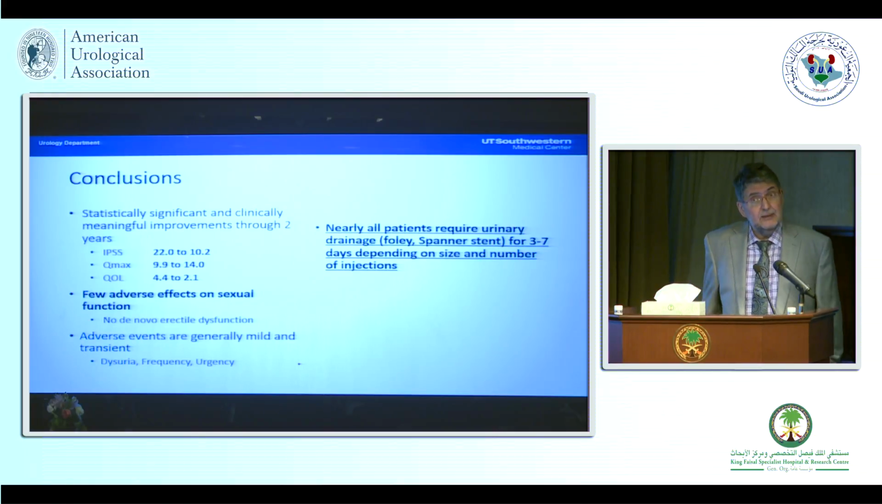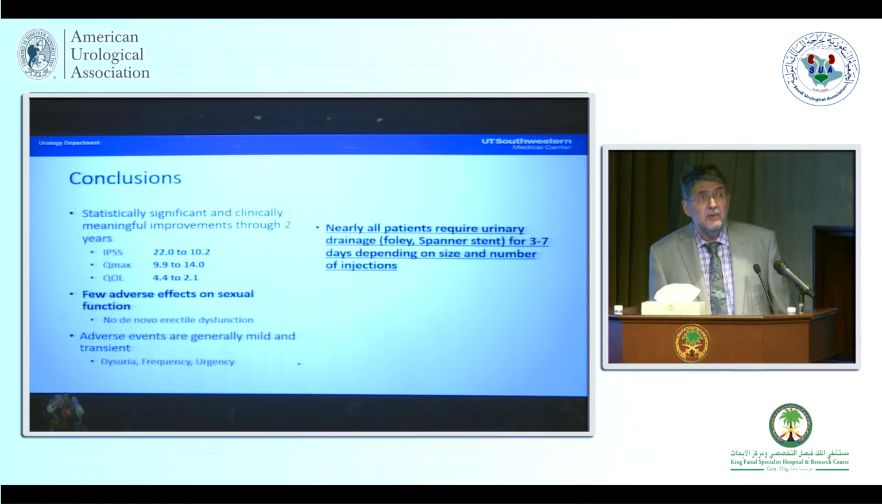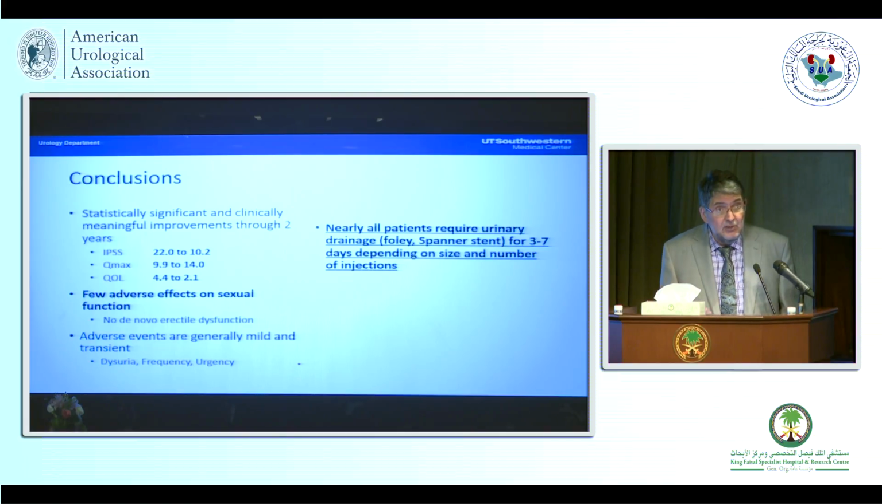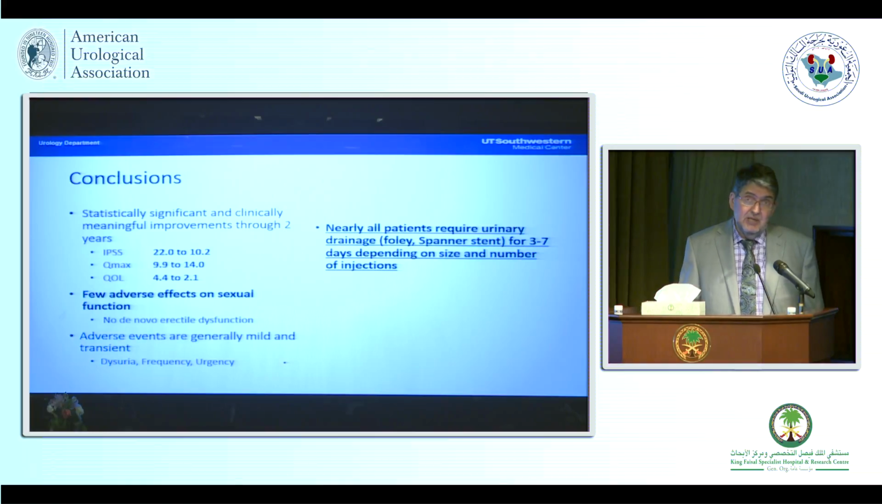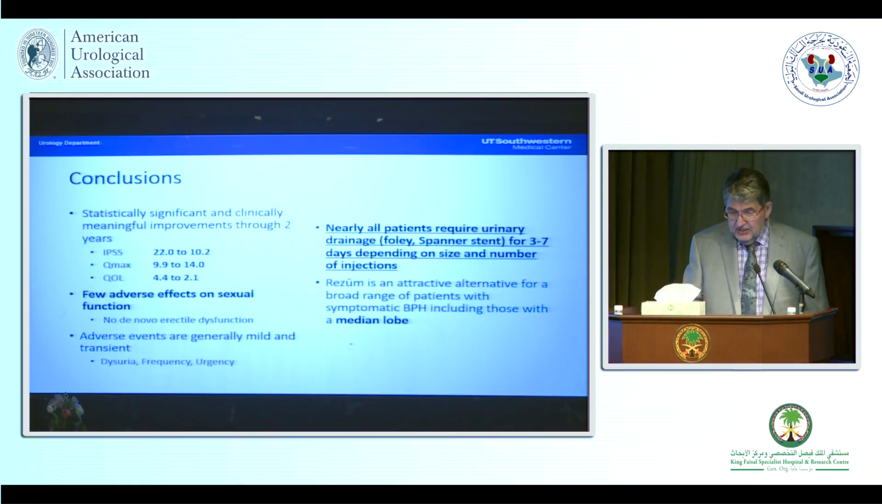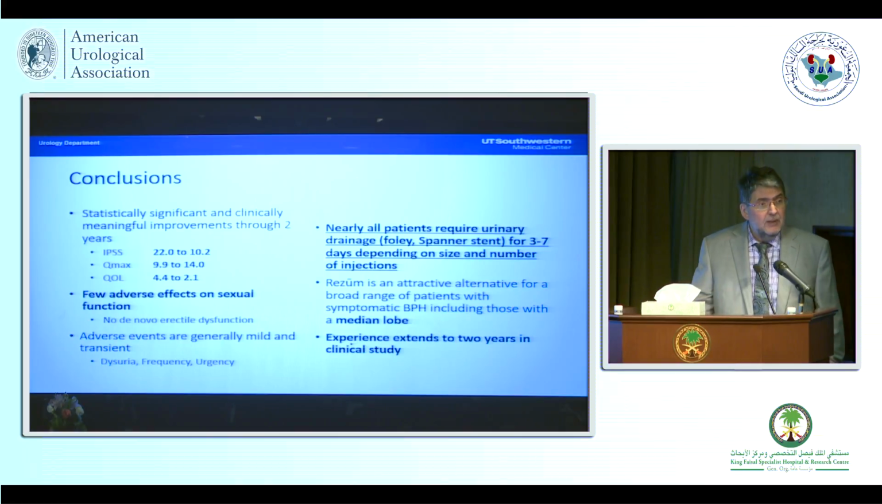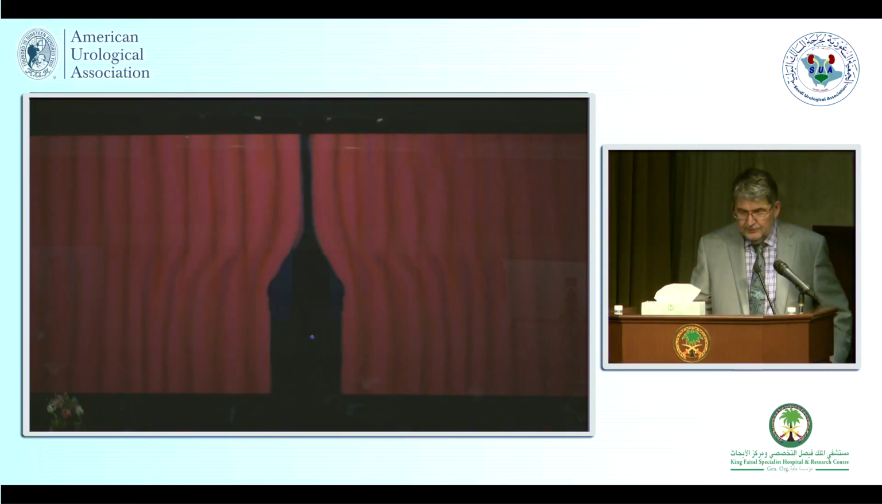One drawback, it's quite evident, patients will require a catheterization or a temporary stent. A Spanner stent can be used or a Foley, but it has to be in for 3 to 7 days. But other than that, it's attractive, particularly for median lobes, and the data extend to 2 years now.